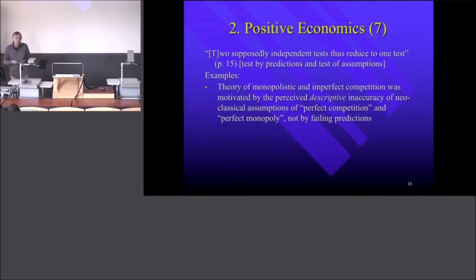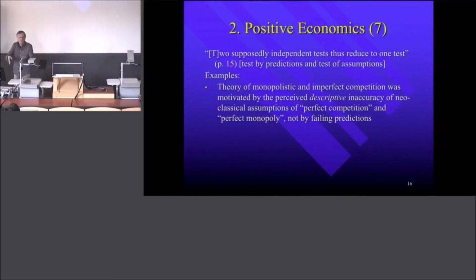Now, here are the examples by which he tries to explain to us this perhaps somewhat strange statement about methodology. So he says that the theory of monopolistic and imperfect competition, that was a theory that was apparently developed in the 50s. I can't tell you more about it, but it's enough in this context that you see what he means. The theory of monopolistic and imperfect competition was motivated by the perceived descriptive inaccuracy of neoclassical assumptions of perfect competition and perfect monopoly, and not motivated by failing predictions. So he says this theory, about something which is different from perfect competition or perfect monopoly, was developed because people thought, wow, these theories cannot be very good, because in reality we do not have perfect competition, right?